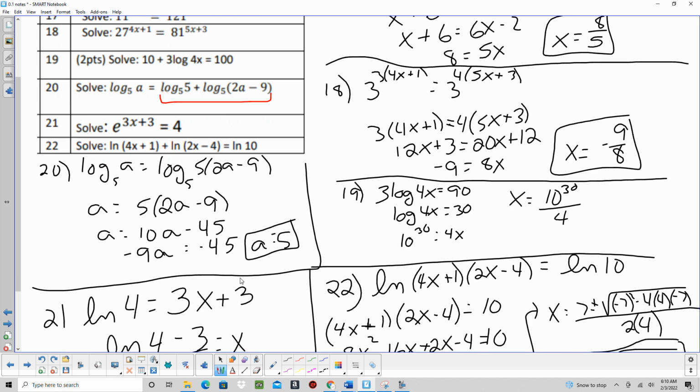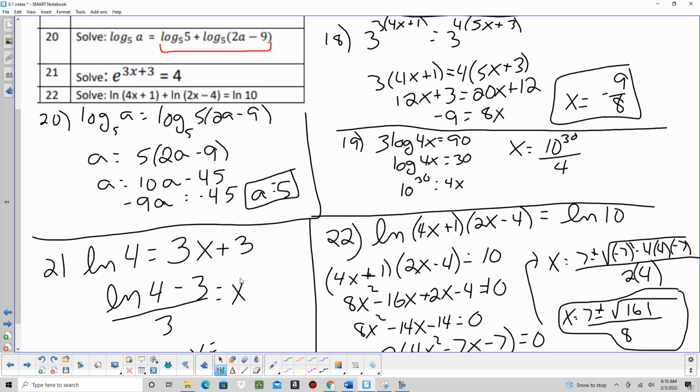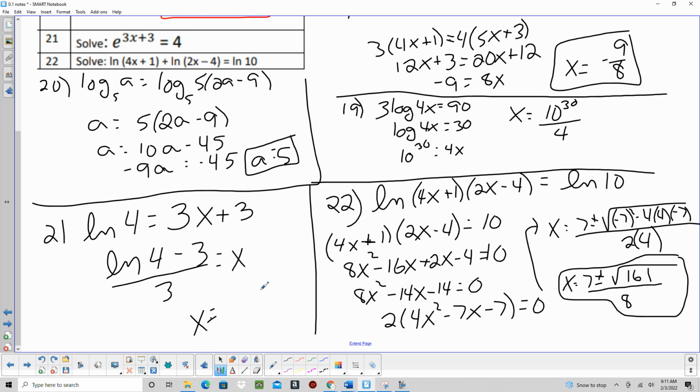21, I wrote it in natural log form. So the natural log of 4 equals 3x plus 3. Subtract 3, divide by 3, and you guys can do the calculator work on that one.